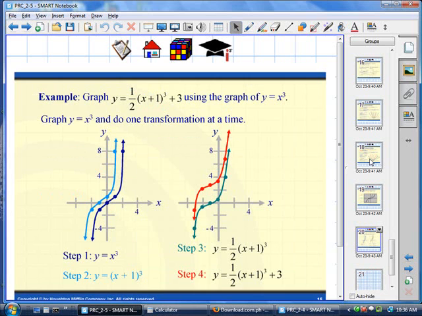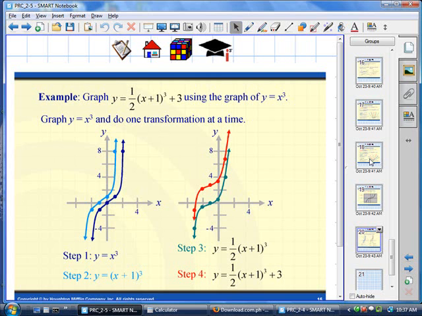So now we throw a bunch of things together. What's going on here? Let's just take a look at this one right up here. Hopefully now you're going to look at this and go, that's nothing more than a cubic function. I know what a cubic function is. That's one in my library that goes like this. But this one is moved to the left one, moved up three, and squished vertically. You see how you can put them all together?